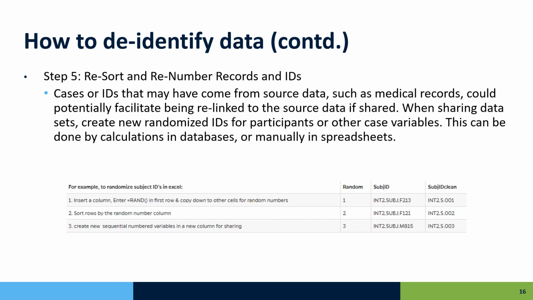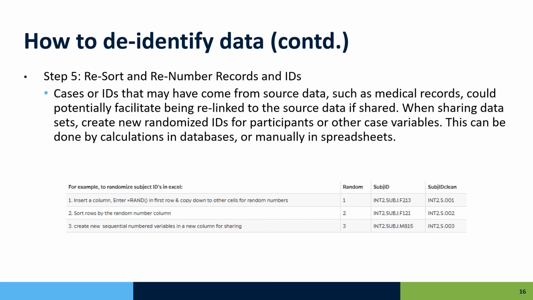For example, to randomize subject IDs in Excel, number 1, we're going to insert a column, enter equals RAND, open and close parentheses, in the first row, and copy down to other cells for random numbers. And as you can see on the right, it shows random 1, subject 1, and then subject ID clean number. So what that means is we're going to randomly pick numbers that identify that subject, but in a clean way that does not give much information about the person.